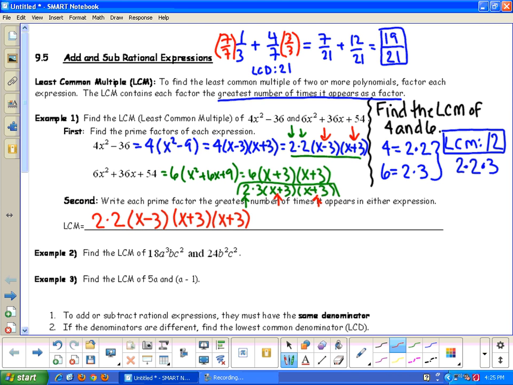So that means that this right here is going to be my least common multiple, except for I missed one thing. I forgot the 3 right there. So this is also being multiplied by 3. So 3 times this. So we know that 3 times 2 is 6, and 6 times 2 is 12. So really, this is equal to 12 times x minus 3 times x plus 3, and I have 2 of those, so squared, and that's going to give me my least common multiple, and that's going to help me find my denominator that I want.